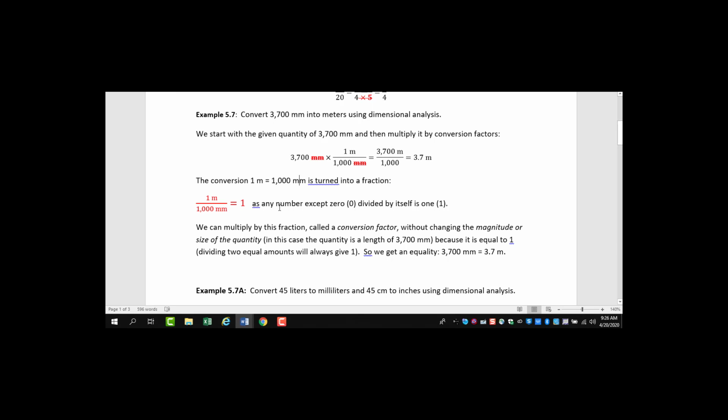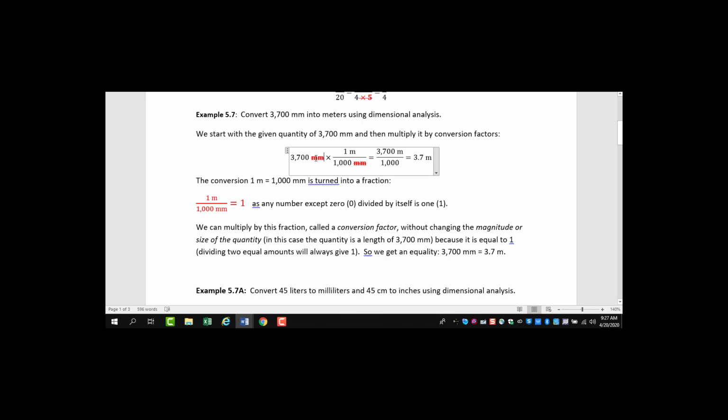Watch how this works. We're going to multiply 3,700 millimeters by this fraction. It's called a conversion factor, and it doesn't change the magnitude or size of the quantity. So I'm not going to change this magnitude. This is really like an equivalent fraction, like taking 3/8 and multiplying it by 2 over 2. It's extraordinarily similar.